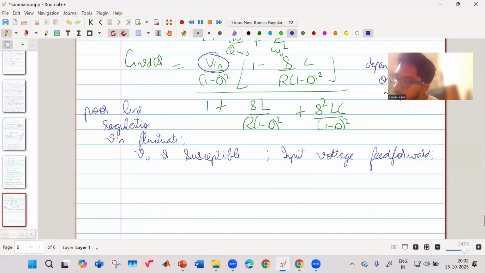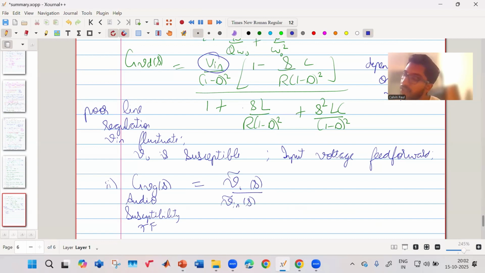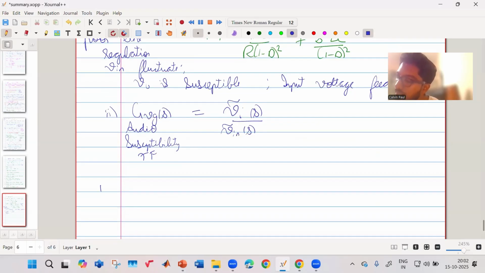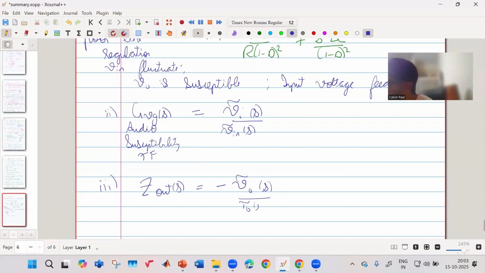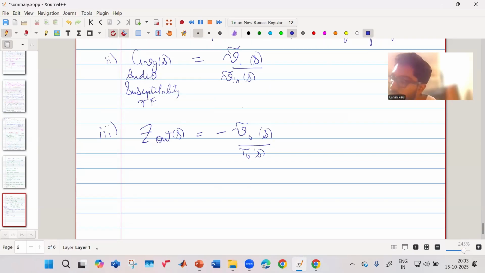Okay, next is you have your GVG of S. This is known as your audio susceptibility transfer function, which is given by V output perturb of S by V in perturb of S. Similarly, you have a transfer function which is your Z output of S. That is given by minus of V output perturb of S by I output perturb of S. And finally, you had your Z in of S, which is your V in perturb of S by I input perturb of S.